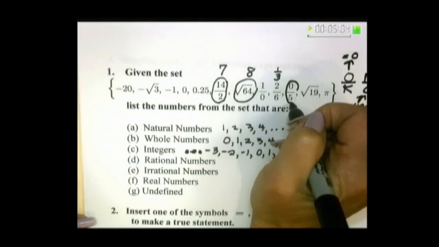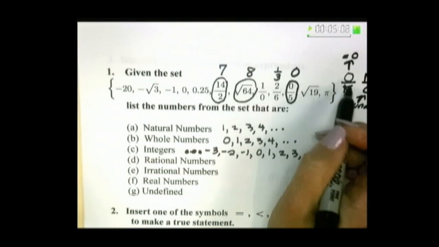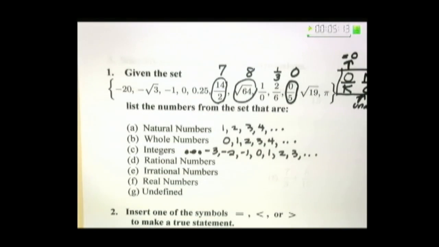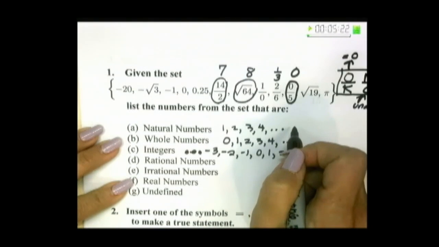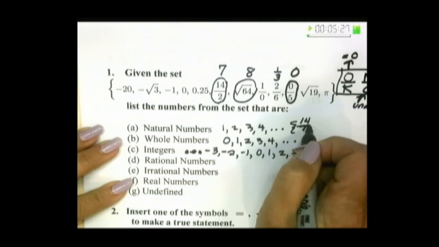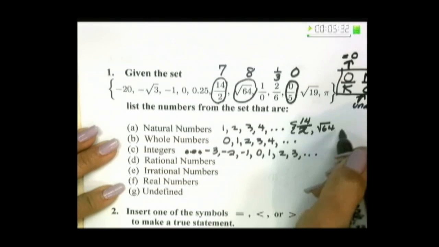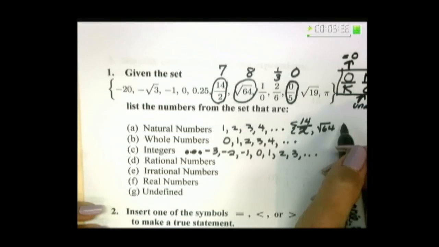0 over 5, how do we reduce that? That's 0. Remember that 0 in the numerator is always 0, and nothing else will reduce there. So the set of natural numbers, looking at that list, would be 14 over 2. I guess we want to put it in the exact form that we see it. 14 over 2, square root of 64. Anything else? That appears to be it.